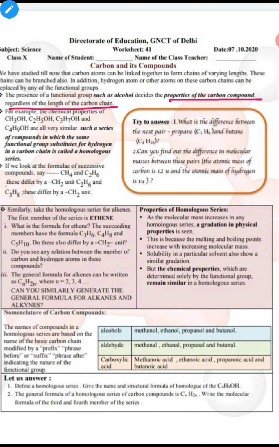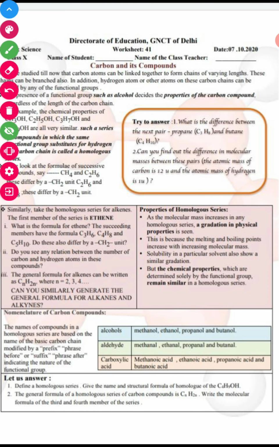For example, the chemical properties of methanol, ethanol, propanol and butanol are very similar, and such a series of compounds in which the same functional group substitutes for the hydrogen in a carbon chain is called a homologous series. Okay, means they have the same functional group substituting for the hydrogen and they have the same properties. So these are called homologous series.